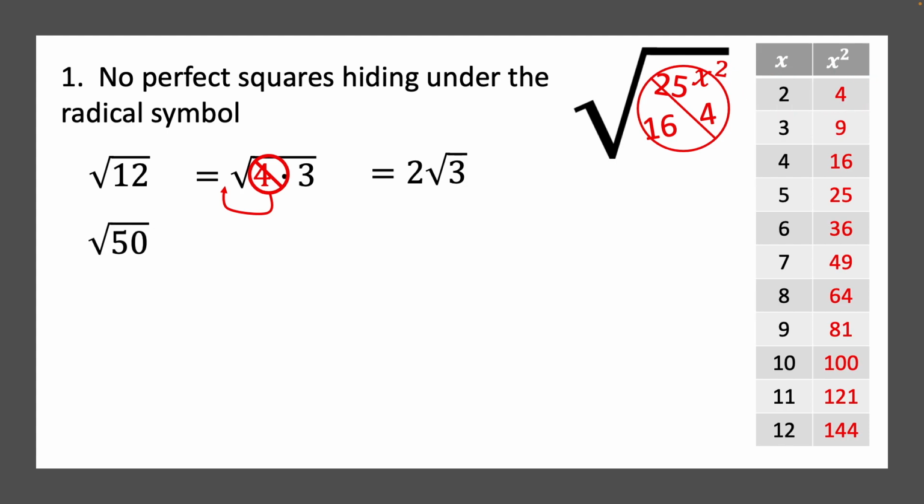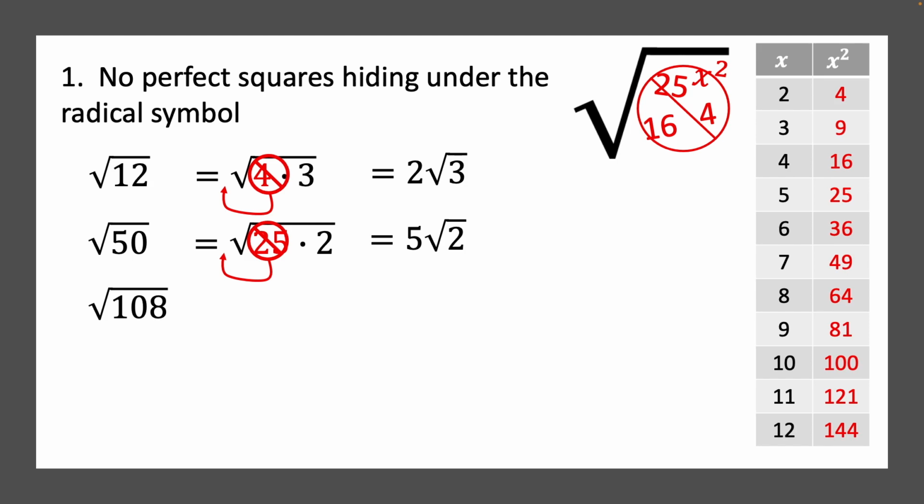Let's try the square root of 50. I could rewrite 50 as 25 times 2. 25 is a perfect square and it can't be in there, so I got to kick it out. I have to take the square root of 25, which is 5. So I have 5 radical 2. That 2 gets stuck on the inside. How about 108? Well, that's 36 times 3. Again, 36 is a perfect square. It can't be there. I take the square root of it and I get 6 root 3.